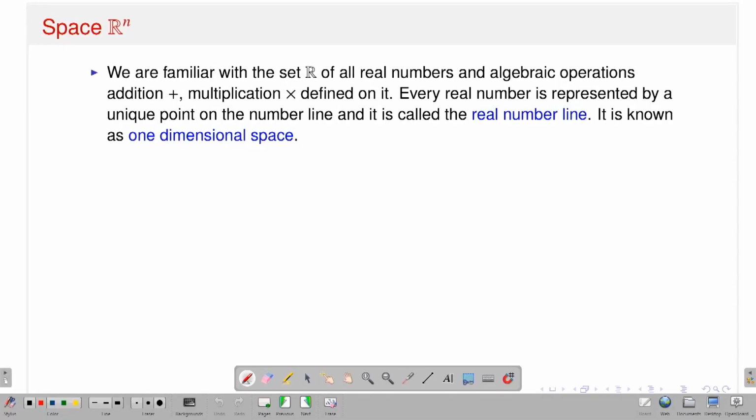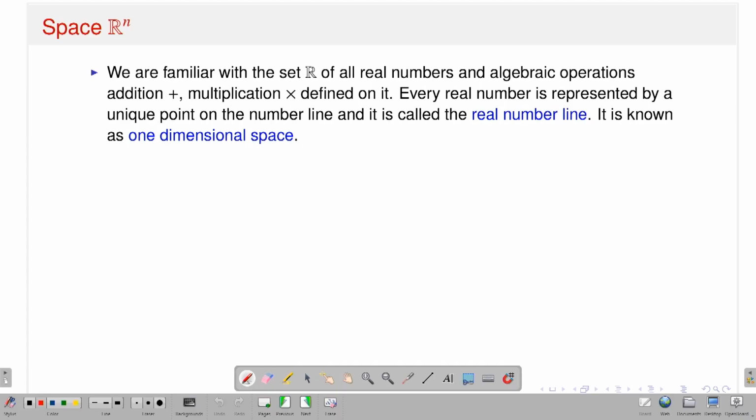We are familiar with the set of all real numbers, which is usually denoted by the symbol R, and also with the algebraic operations addition and multiplication defined on it. Similarly, subtraction and division are defined on the set of all real numbers. Every real number is represented by a unique point on the number line, and every point on the number line represents a real number. It is called the real number line, so it is known as a one-dimensional space.